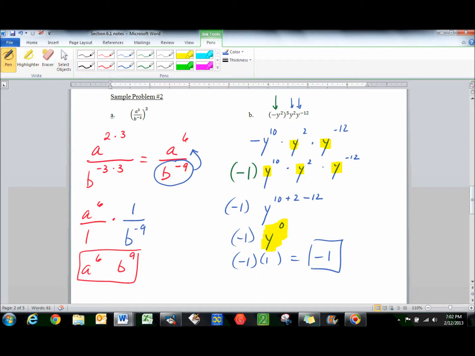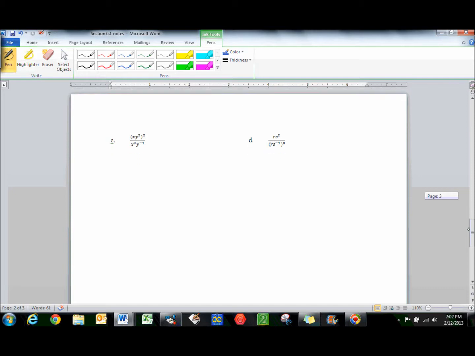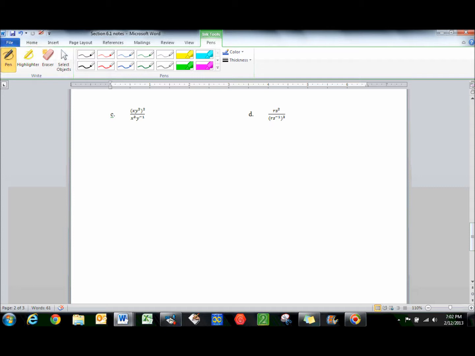Now, on the next page, we're going to give you a couple more samples to work, samples C and D, and these are getting a little bit more lengthy, and they're requiring you to use the properties instead of expanding, and I'll give you an example of that after you finish that. So go ahead and pause the video and work C and D at this point.